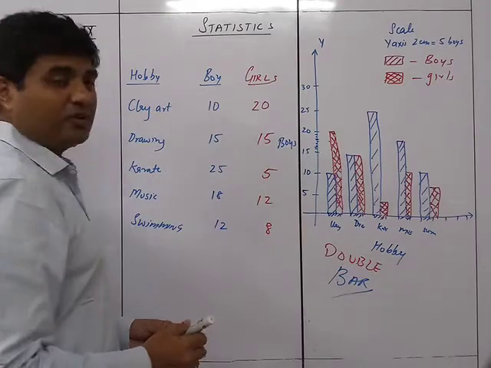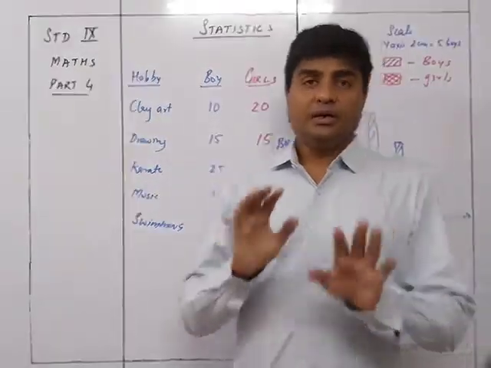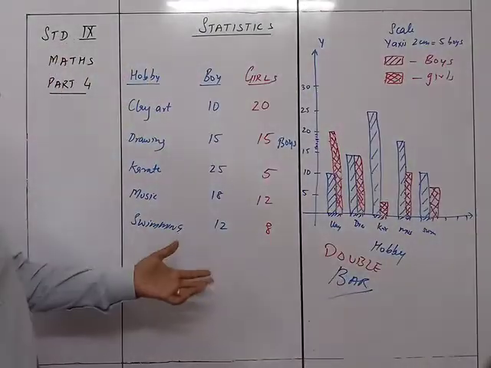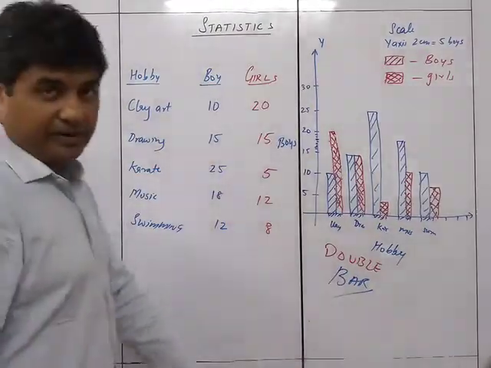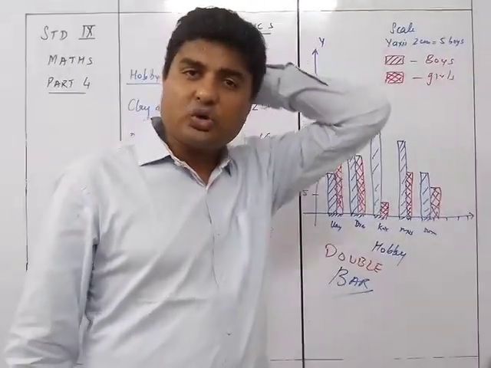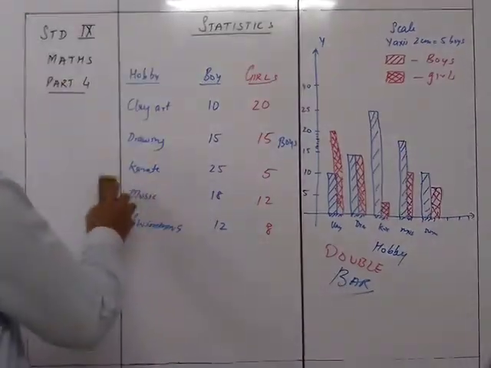A double bar graph is the one in which on the same graph you have both the data shown. So when the data is shown on the same bar graph, we call it a double bar graph. Okay. Now we are going to see the next thing, and that is the histogram and the frequency polygon.